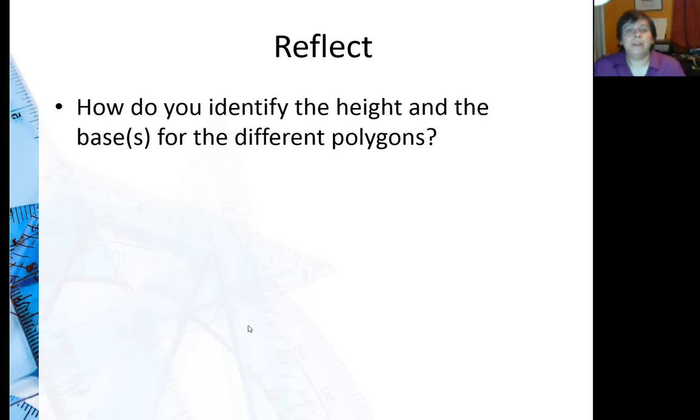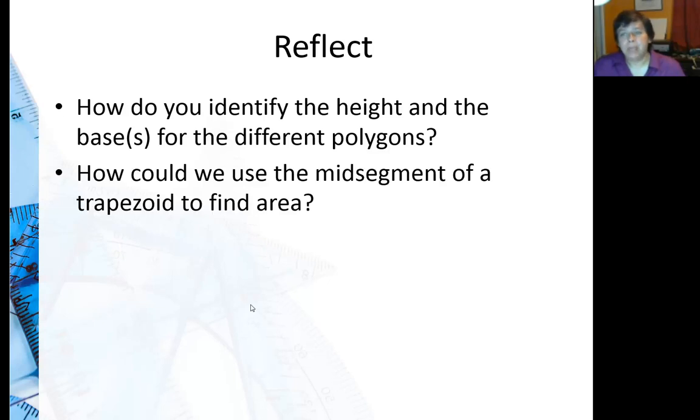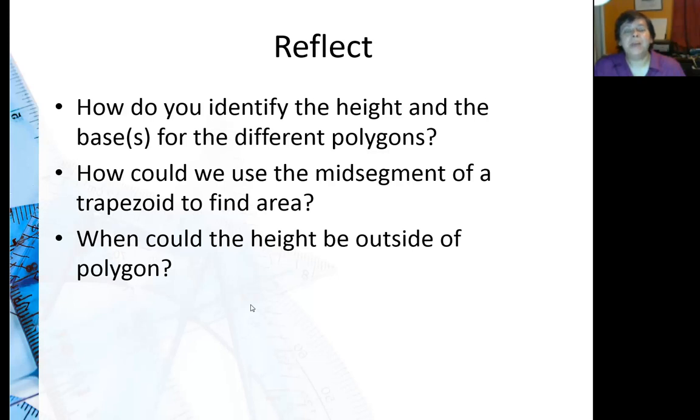So for further reflection, how do you identify the height and the bases for the different polygons? That's just to kind of help you review what the different area formulas are. And also, how could we use the mid-segment of a trapezoid to find area? And when could the height be outside of a polygon? Both your example and your individual practice should be good instances of that.